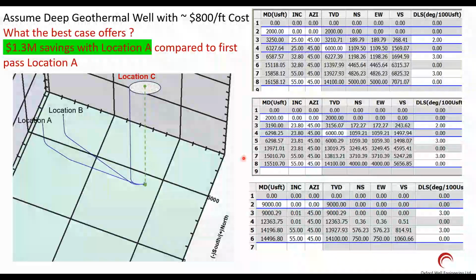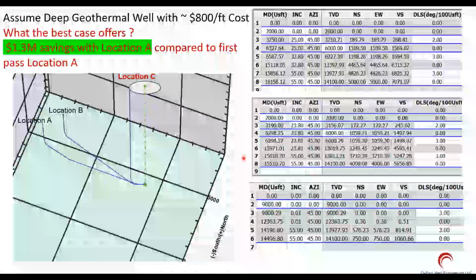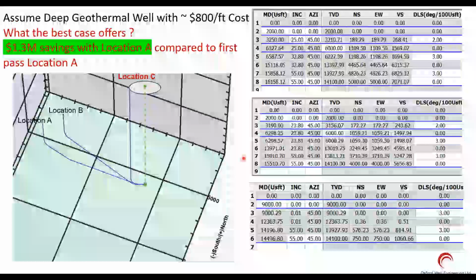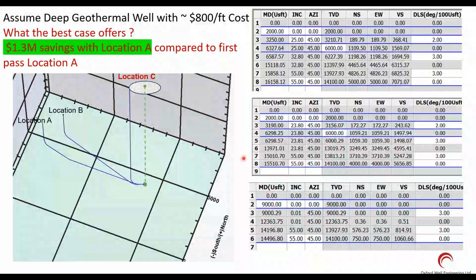So we optimized it for them. Location A, I said, let's try location B. How much money can we save? And then we see the well becomes shorter. Then we say, can we go to the best possible case? As long as we follow what you asked us to have, 55° inclination when hitting the targets and 45° azimuth, they say, yes, that's fine with us because we have a lot of space. We can drill from anywhere. Then location C comes into the picture. And there you go: 1.3 million savings, using the cost of drilling they had in their books. 1.3 million by actually optimizing the surface location.